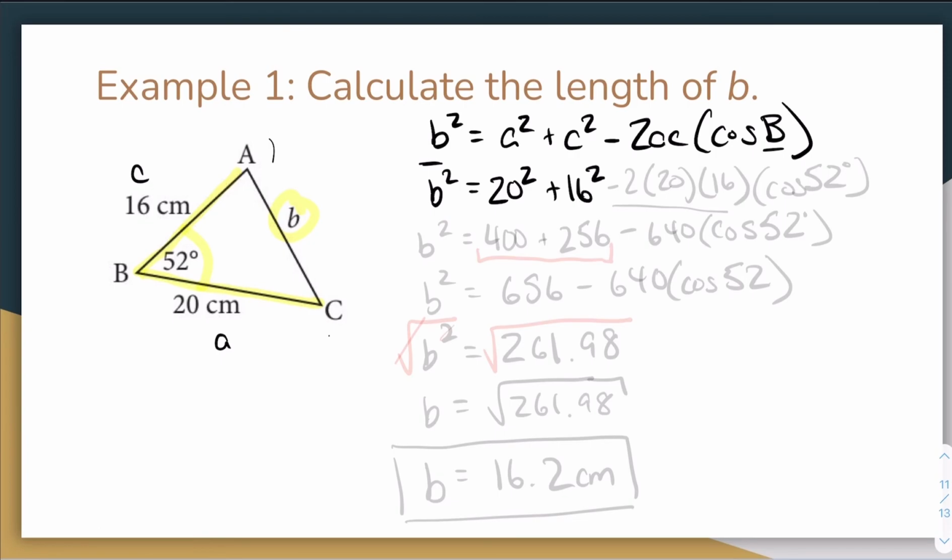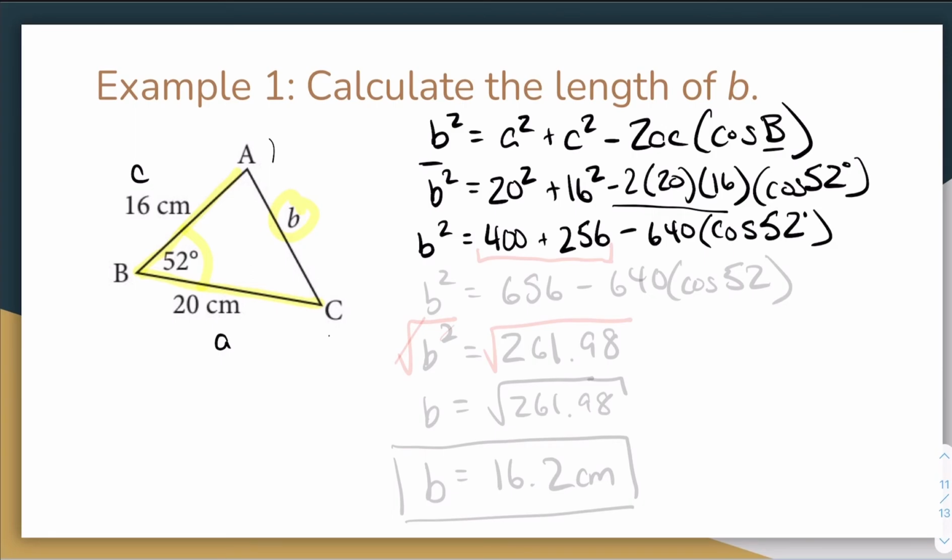Let's sub in what I know. B squared equals 20 squared plus 16 squared minus 2 times 20 times 16 times cos of B, which is 52. Let's simplify. 20 squared equals 400. 16 squared is 256. Now I'll simplify just this part here. 2 times 20 times 16 is 640. And I'll leave the cos 52 as is for now.